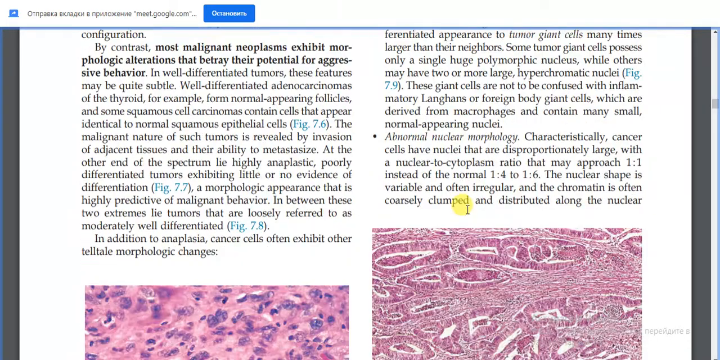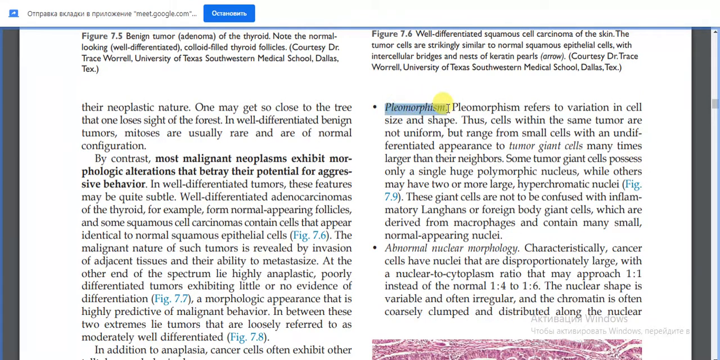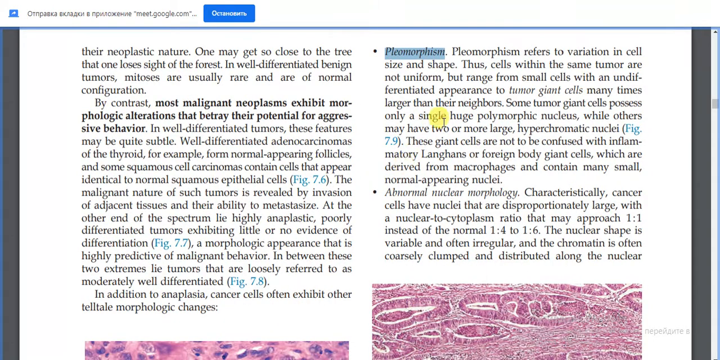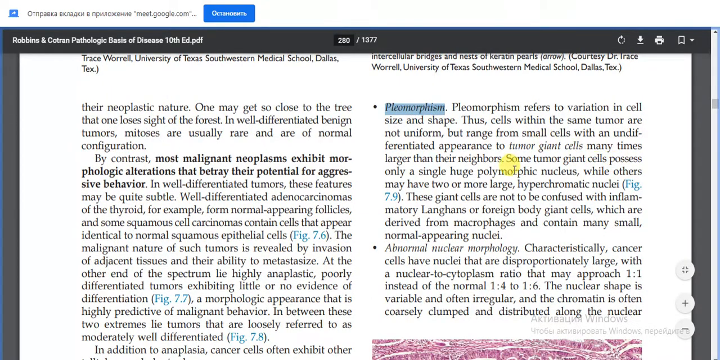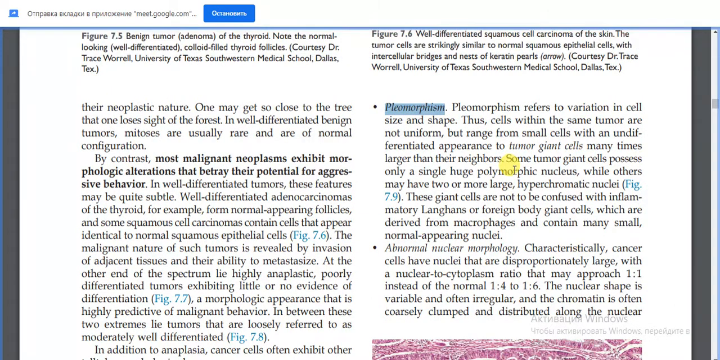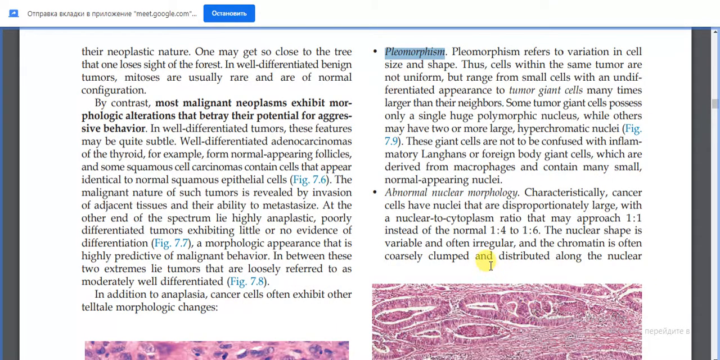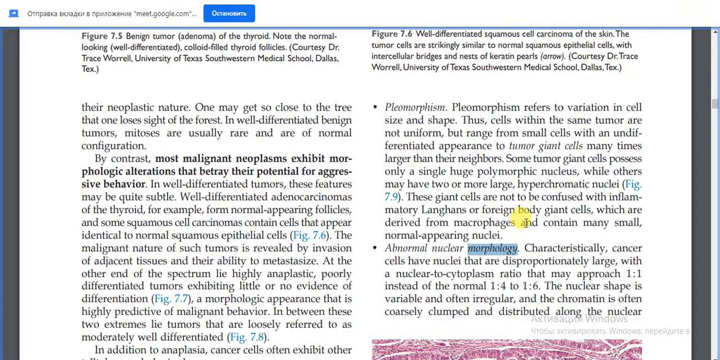So which features of tumor cells do you have to keep in mind? Pleomorphism. It's a variation in cell size and shape. Normally, cells are similar to each other, with very little change inside them. They are not giant. In tumors there are giant cells, and one nucleus is larger than other nuclei, as we discussed. Sure, that's pleomorphism. Then abnormal nuclear morphology. We discussed it.